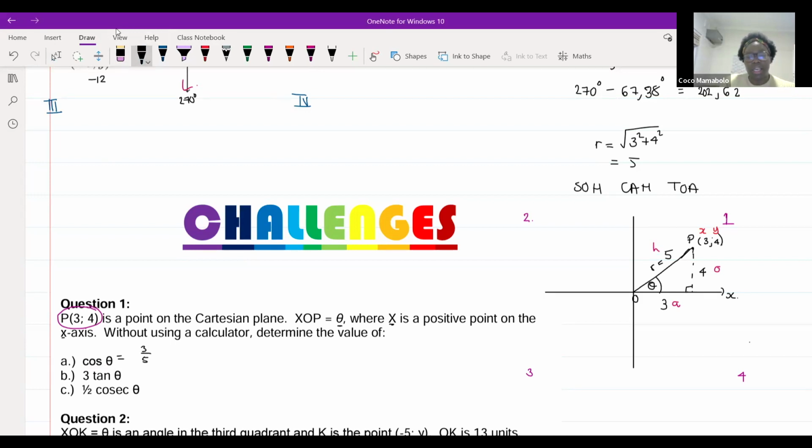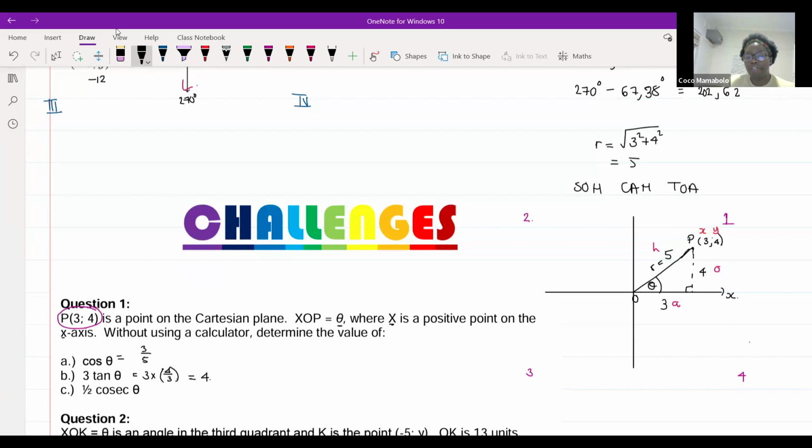That's nice and easy. Now, 3 tan of theta just means I need to take 3 and multiply it by whatever tan of theta is going to be. Now, I know tan is opposite over adjacent, so that is 4/3. And if I take 3 times 4/3, that's just going to give me 4. That's the answer I'm going to get.